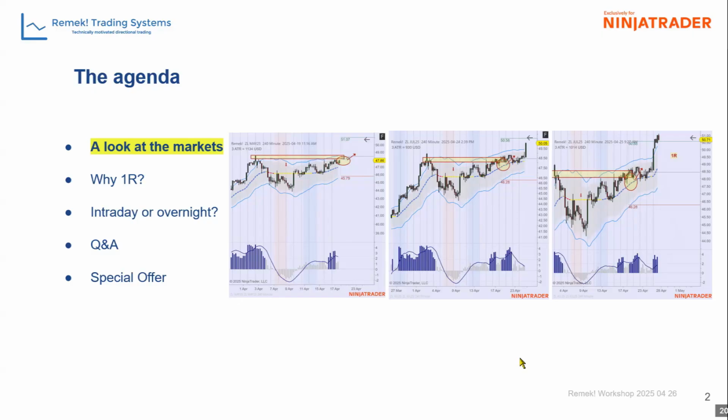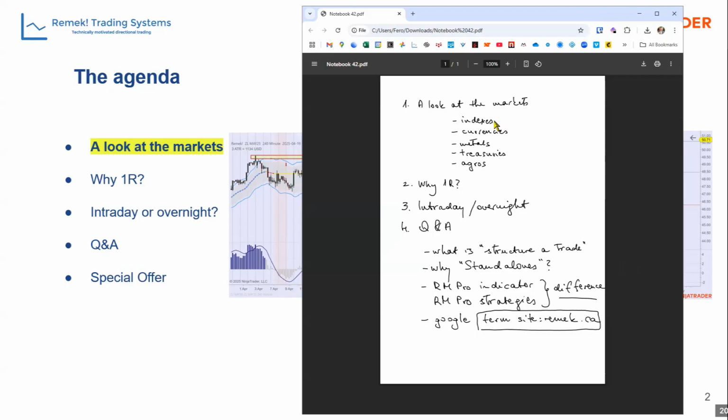We do provide the software to make this work as easy as possible. Optionally, if you want, we can look at the current situation on the indexes, currencies, metals, treasuries, and agros. These are the markets, the asset classes that we trade and which are included in our premium nightly market analysis.